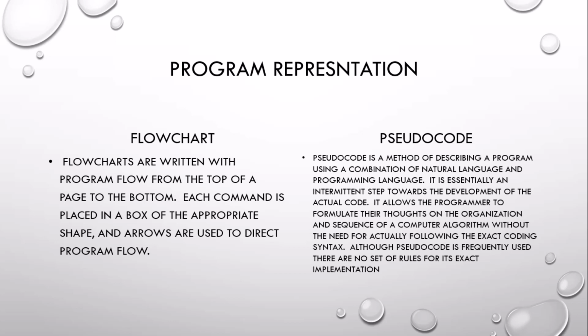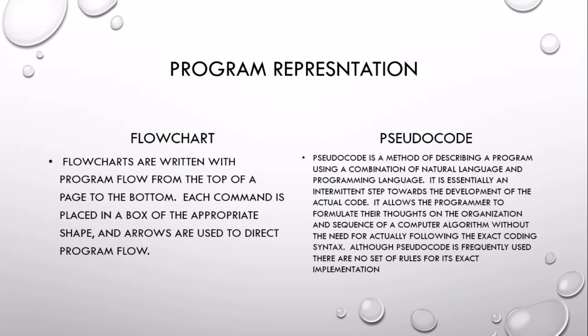Let's learn a little about how these techniques work and see an example of how they can be used. What is a flowchart? A flowchart is a graphical representation of the procedure for writing a program to solve a certain task. Flowcharts are written with program flow from the top of the page to the bottom. Each command is placed in a box of the appropriate shape, and arrows are used to direct program flow. We will learn a bit about this structure and use them to represent our own program.